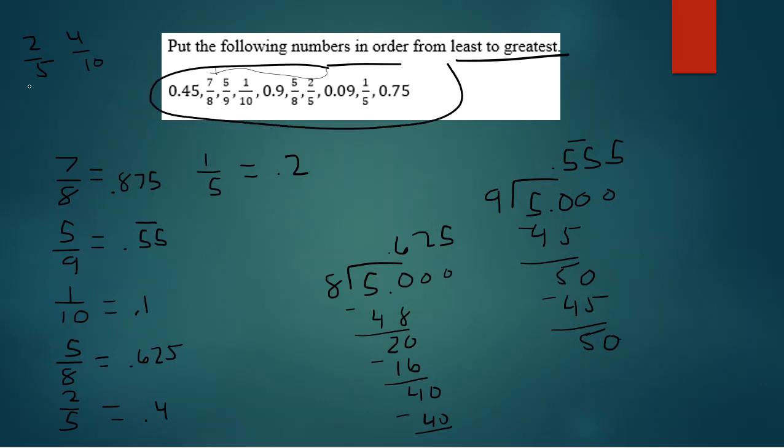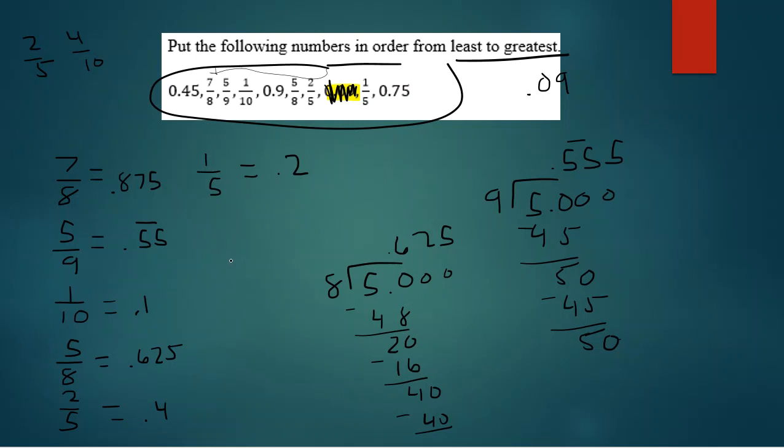okay, if we were to think about this money-wise, the 0.09, that's just 9 cents. That looks like the smallest, doesn't it? I don't see any of these that are smaller than 9 cents. Okay, so very least is going to be the 0.09. Okay, now we took care of that one. Let's just cross that one off.